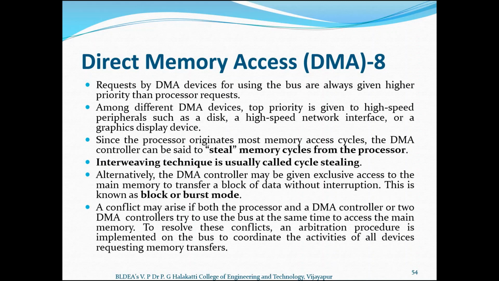There are two ways in which DMA operations can be carried out. In the first method, the DMA controller is given exclusive access to the memory to transfer a block of data without any interruption, and this is known as block or burst mode DMA transfer. But the drawback of this method is that the processor may have to wait for a longer time to access memory, since the DMA operation needs to be completed to give back control of the bus to the processor.